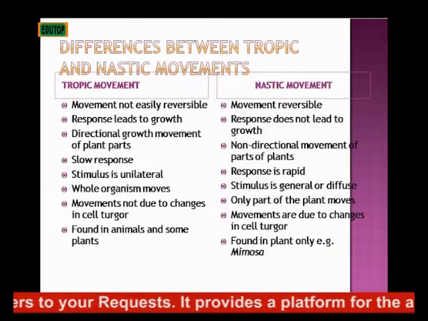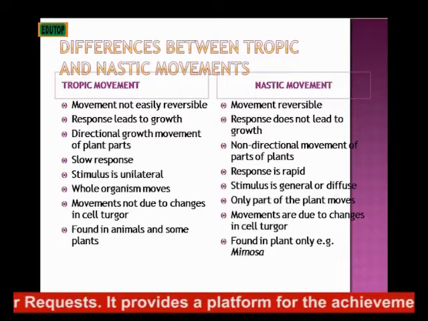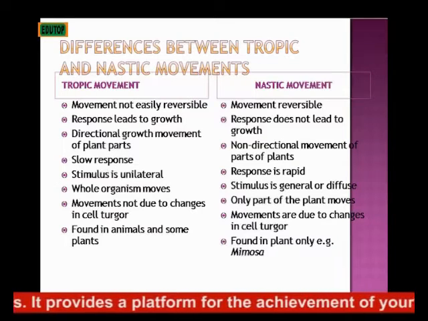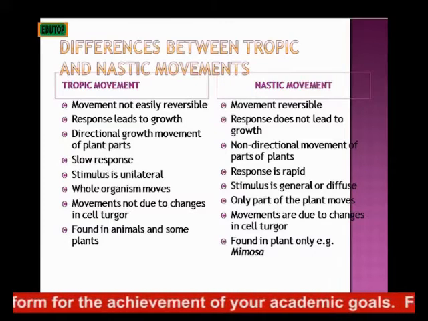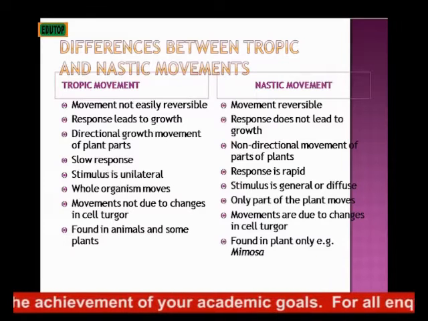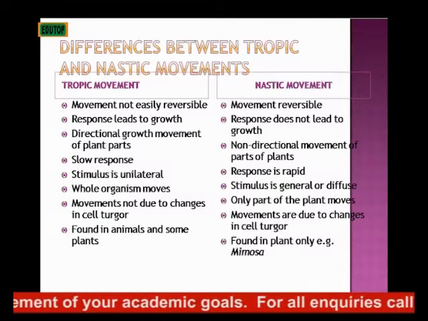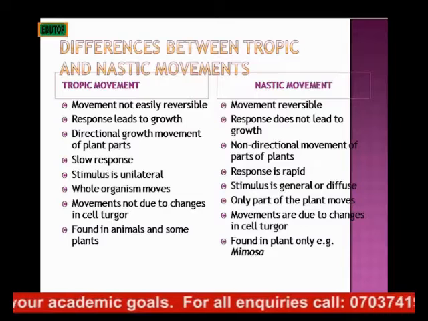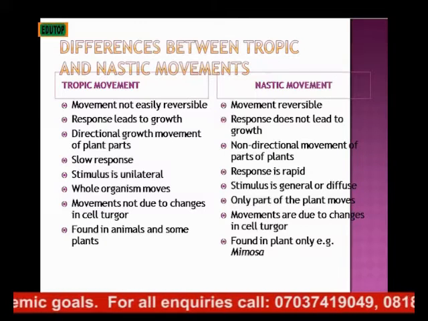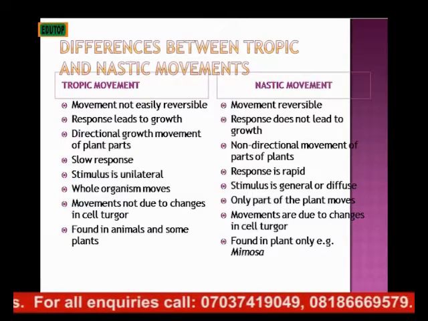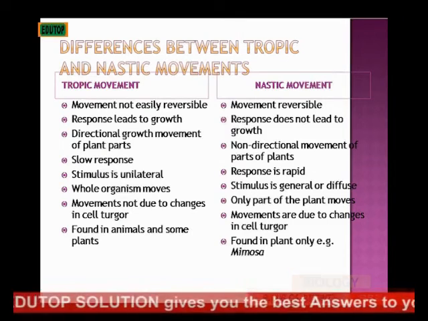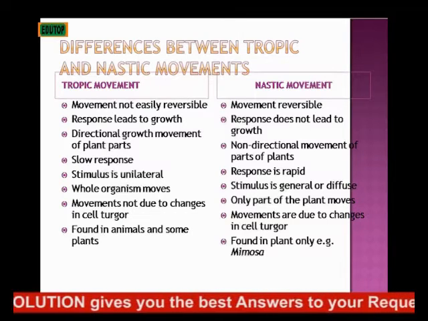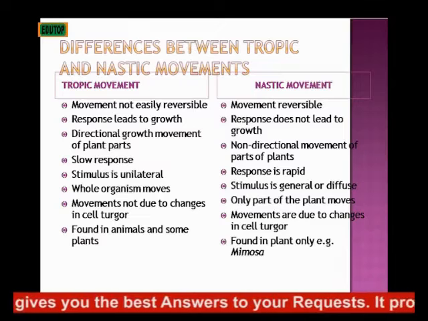Then in tropic movement, there is directional growth movement of a plant part. The plant part moves, but in nastic movement, there is no directional movement of a plant part. There is no part of the plant that is moving. But in tropic movement, the plant part has to move in response to, or against, the irritability or the change that is occurring. Tropic movement is slow. It's a slow response, while the response in nastic movement is very rapid.